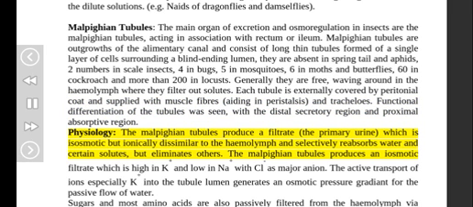Physiology. The Malpighian tubules produce a filtrate, the primary urine, which is isosmotic but ionically dissimilar to the hemolymph, and selectively reabsorbs water and certain solutes, but eliminates others. The Malpighian tubules produce an isosmotic filtrate which is high in K+ and low in Na+, with Cl- as the major anion. The active transport of ions, especially K+, into the tubule lumen generates an osmotic pressure gradient for the passive flow of water.